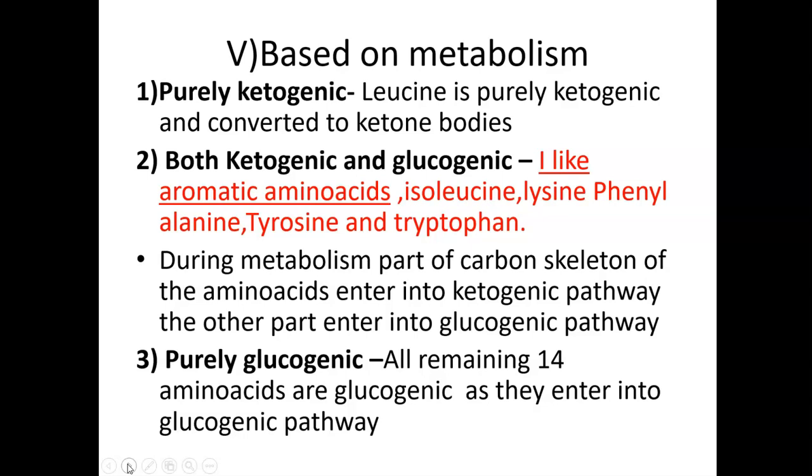The third category is known as purely glucogenic. That means they synthesize glucose. The final fate of those amino acids is the formation of glucose. All remaining 14 amino acids are glucogenic as they enter the glucogenic pathway. So 1, 2, 3, 4, 5, 5 amino acids are known as both ketogenic and glucogenic. Leucine is purely ketogenic and the remaining 14 amino acids are known as glucogenic. They enter the glucogenic pathway.